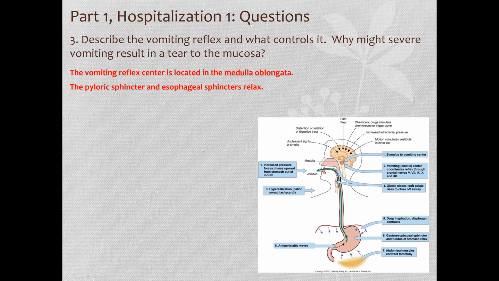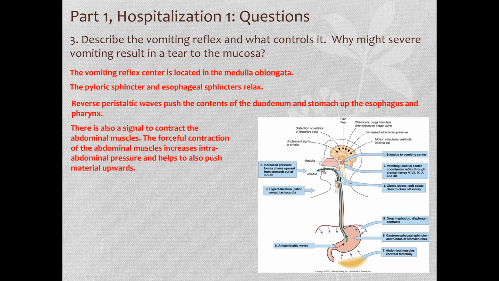So as part of the vomiting reflex, the pyloric sphincter, which is the sphincter between the stomach and the duodenum, is going to relax. And then both the lower esophageal sphincter and the upper esophageal sphincter will also relax. And then reverse peristaltic waves, which in this image they're calling anti-peristaltic waves, will push the contents of the duodenum and the stomach up into the esophagus and pharynx and then out of the mouth.